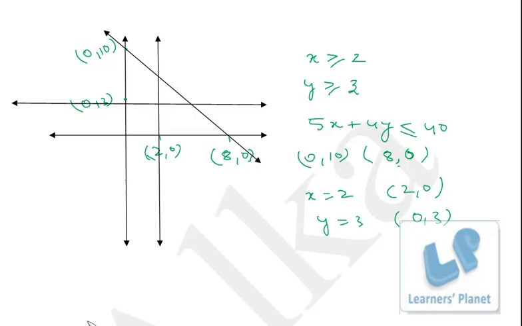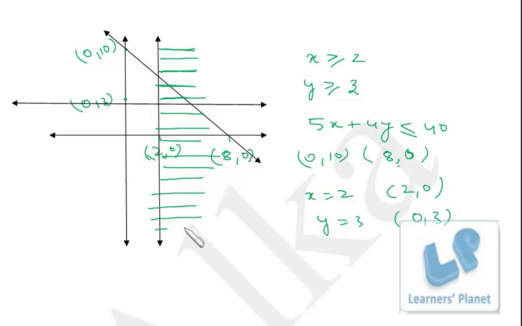Now see, we want x greater than 2, so x will be greater than 2 outside this line. In this area x will be greater than 2, right? In this entire region x will be greater than 2.